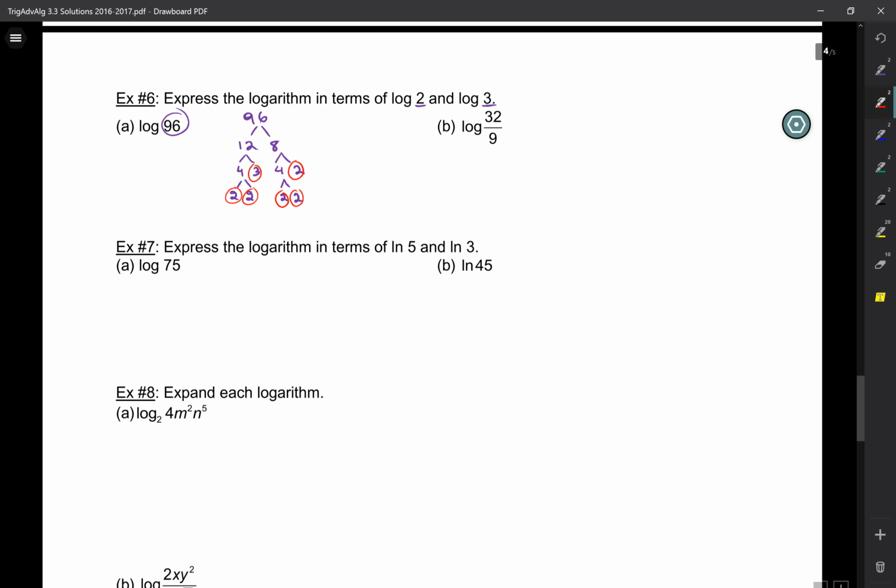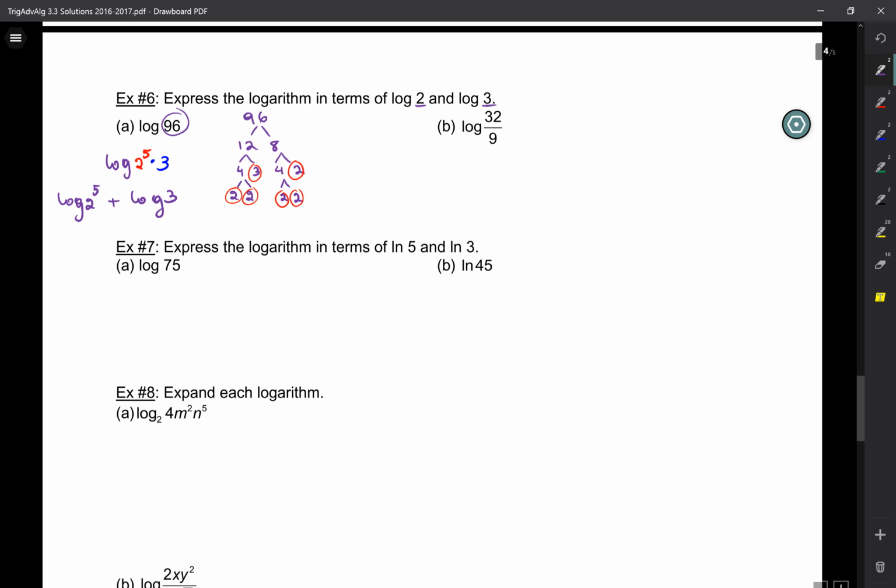So now, what's 96 made of then? How many 2's? 1, 2, 3, 4, 5 2's. So I can say that this is log 2 to the 5 times what? 3. And then there is a 3. Okay? Now I split this up and I say this is log 2 to the 5 plus log 3.